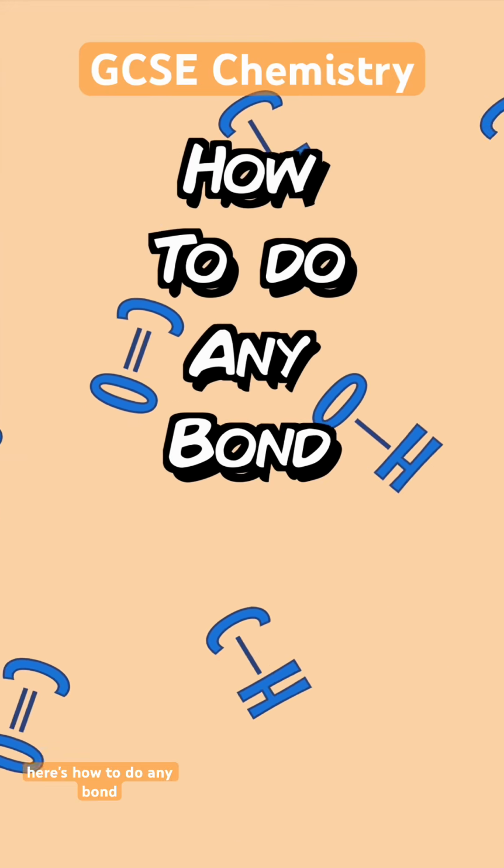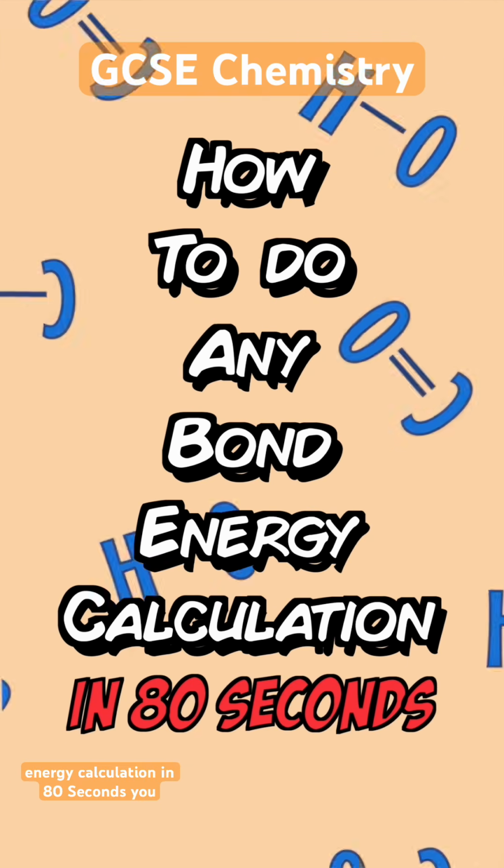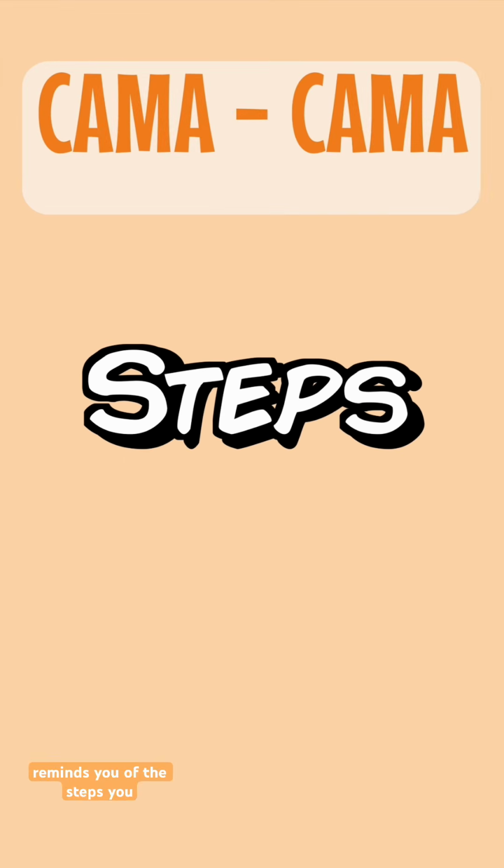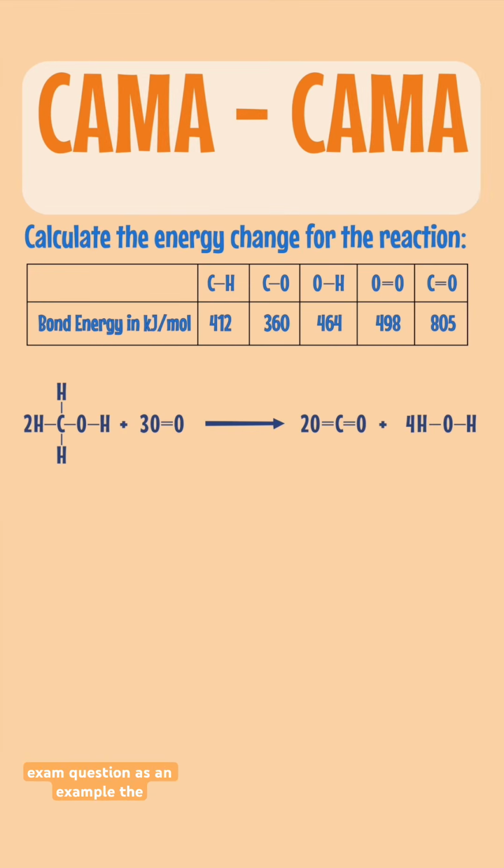Here's how to do any bond energy calculation in 80 seconds. You just need to remember CAMA, which reminds you of the steps you need. Let's look at this past exam question as an example.